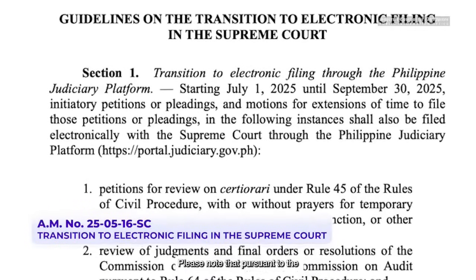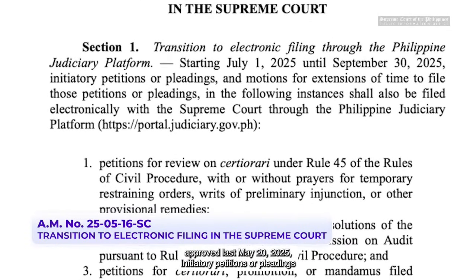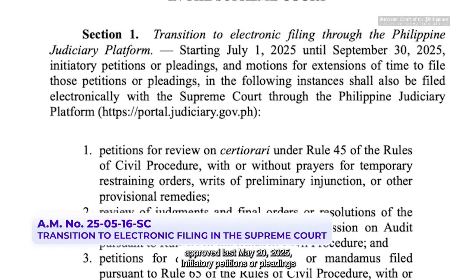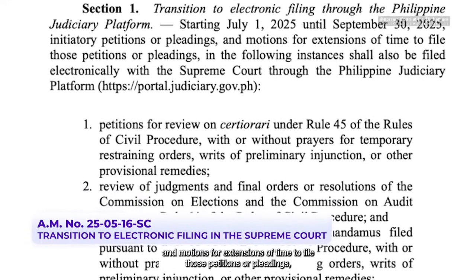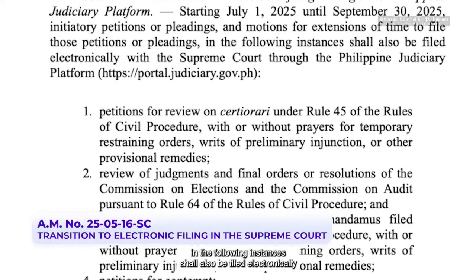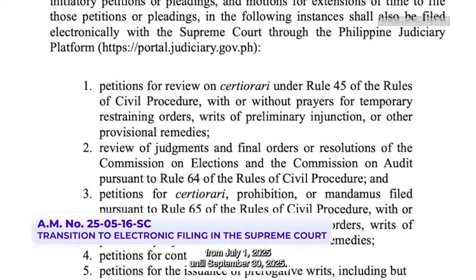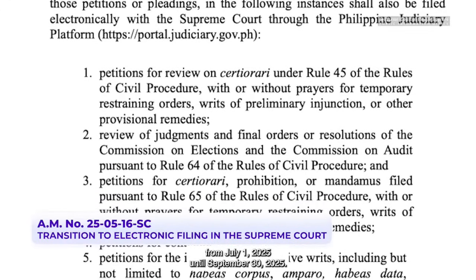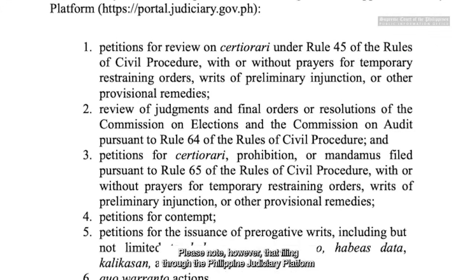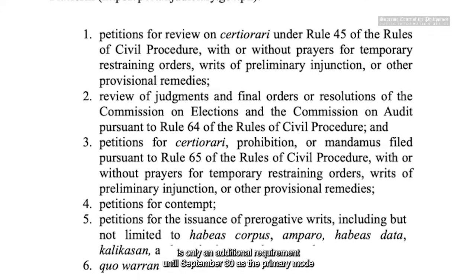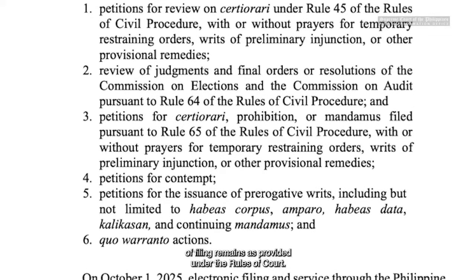Please note that pursuant to the guidelines on the transition to electronic filing in the Supreme Court, approved last May 20, 2025, initiatory petitions or pleadings and motions for extensions of time to file those petitions or pleadings in the following instances shall also be filed electronically with the Supreme Court through the Philippine Judiciary Platform from July 1, 2025 until September 30, 2025. Please note, however, that filing through the Philippine Judiciary Platform is only an additional requirement until September 30, as the primary mode of filing remains as provided under the rules of court.